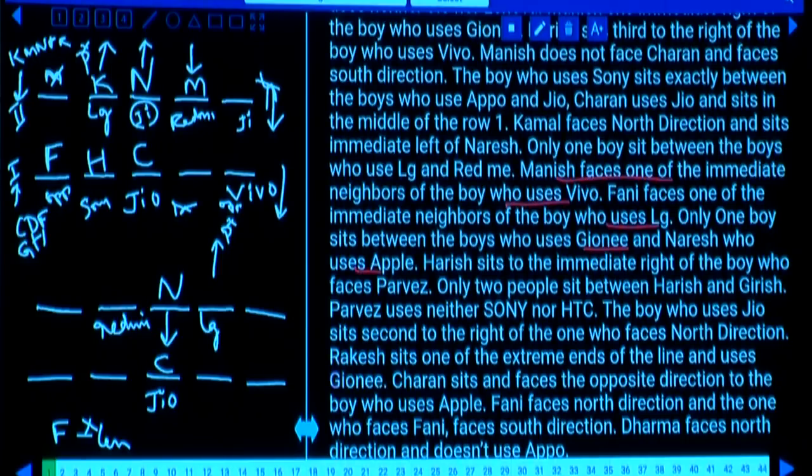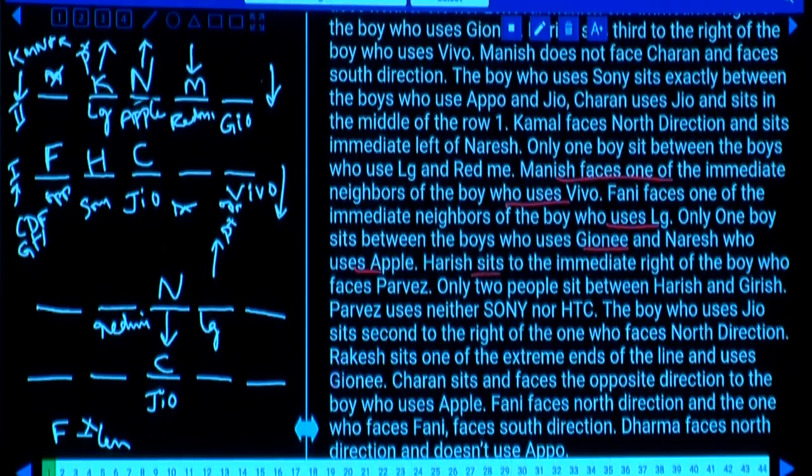Naresh uses Apple. Now since Naresh is using Apple, Gioni cannot be here. This person must be Naresh, using Apple, and Geo is already here, so where must Gioni be? Gioni must be at this place, at this corner, and this person is facing towards south. And K, M, N done.